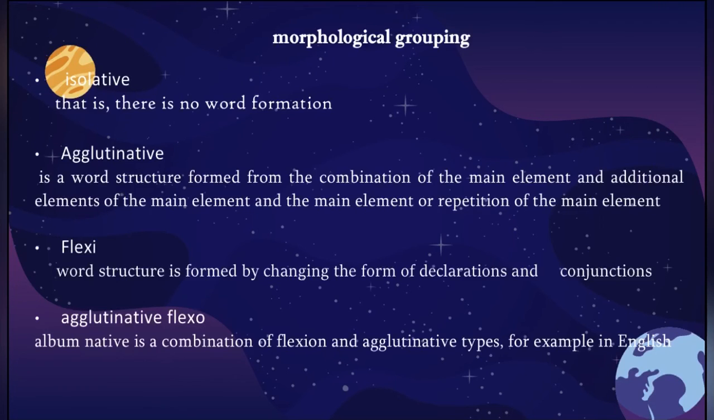And the next, flexive: word structure is formed by changing the form of declension and conjugation. And the next, agglutinative flexive. Agglutinative flexive is a combination of flexive and agglutinative types, for example in English.